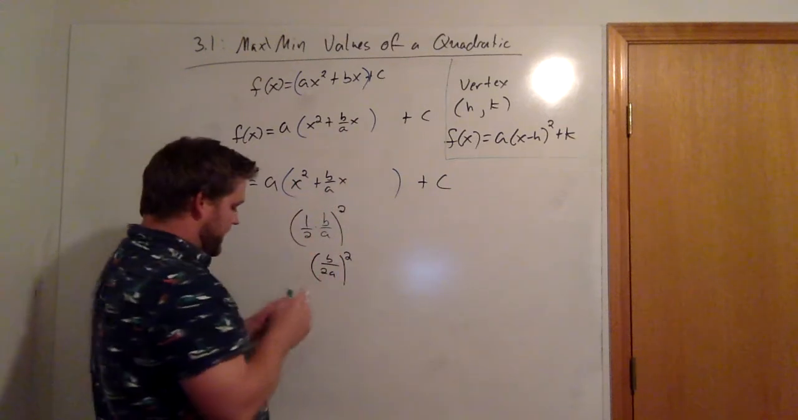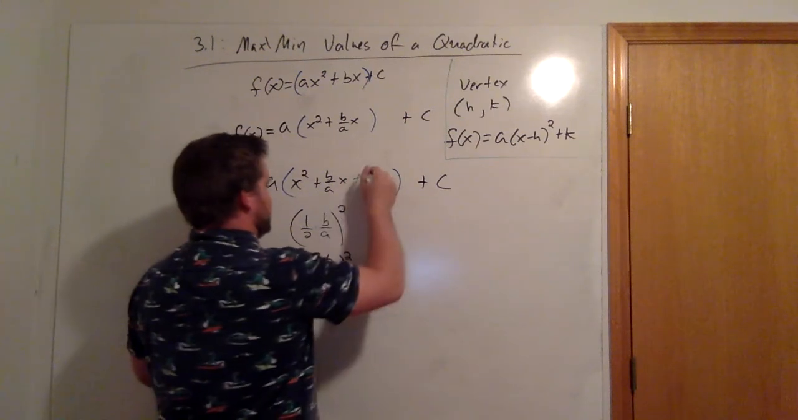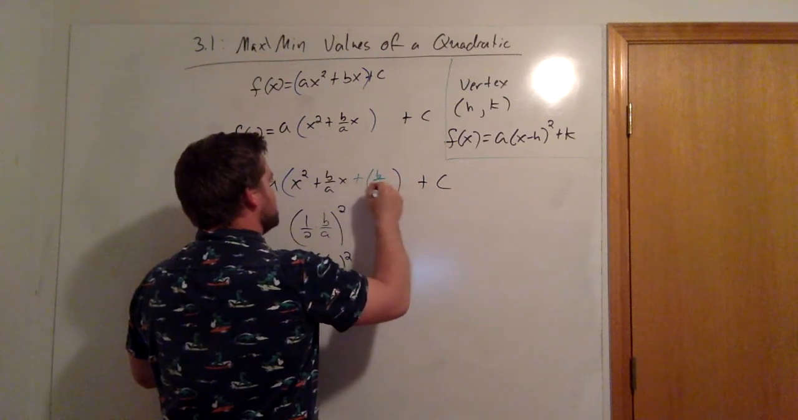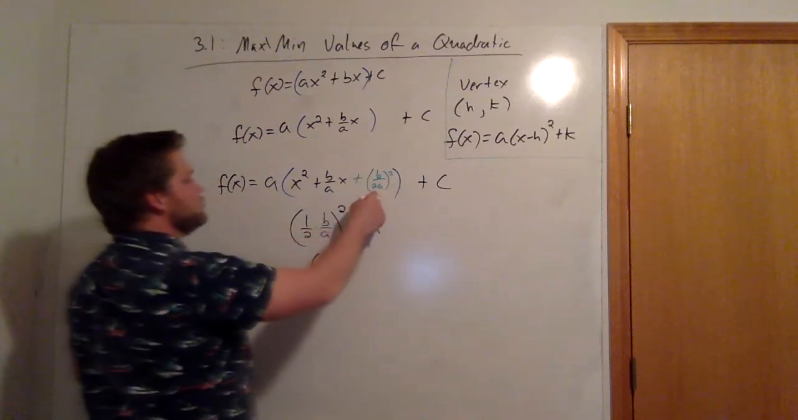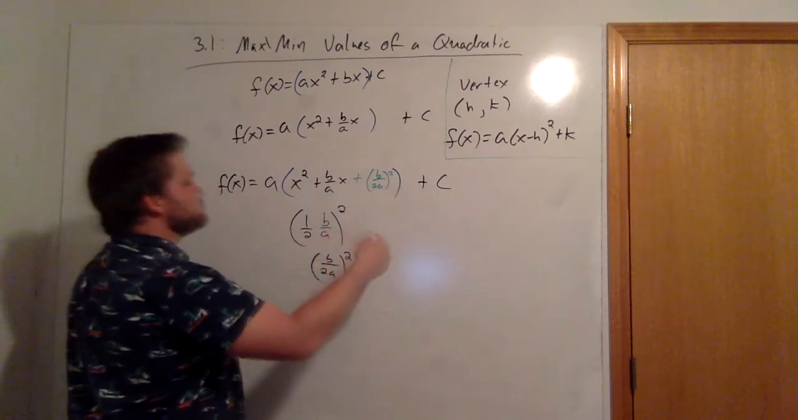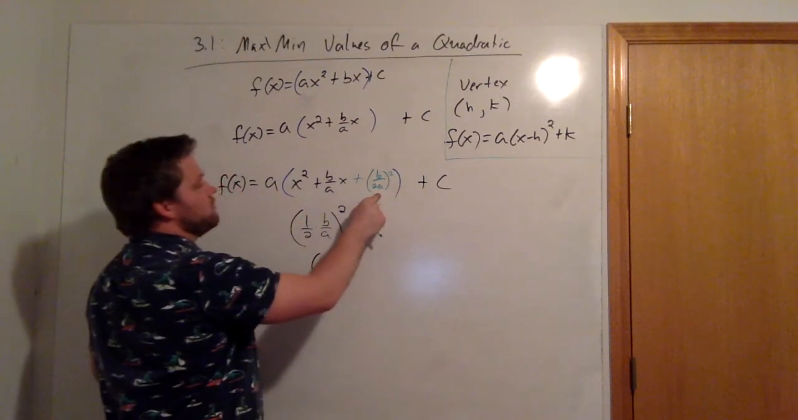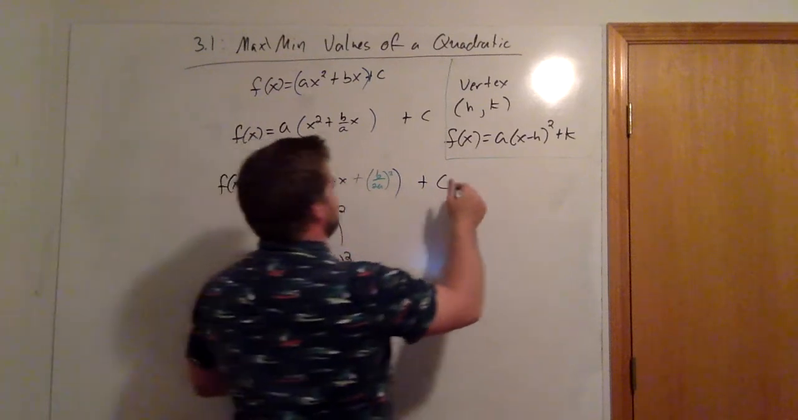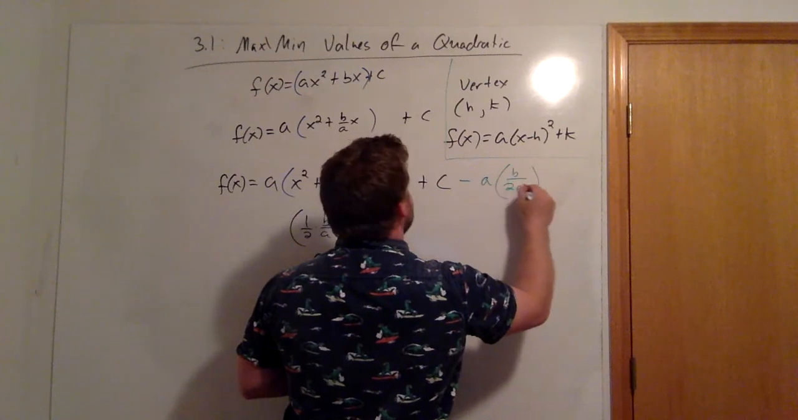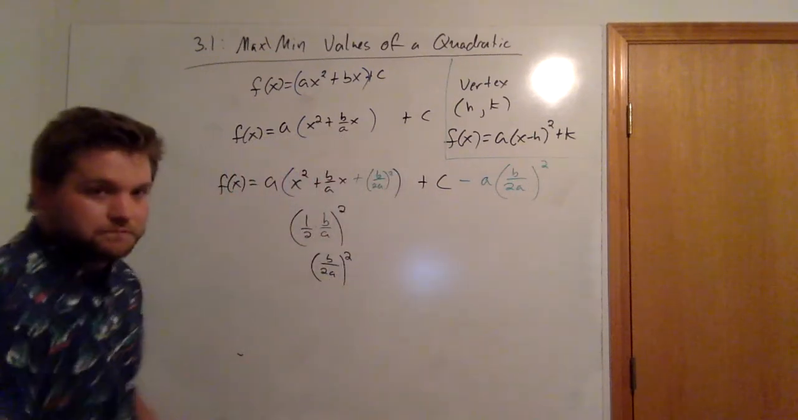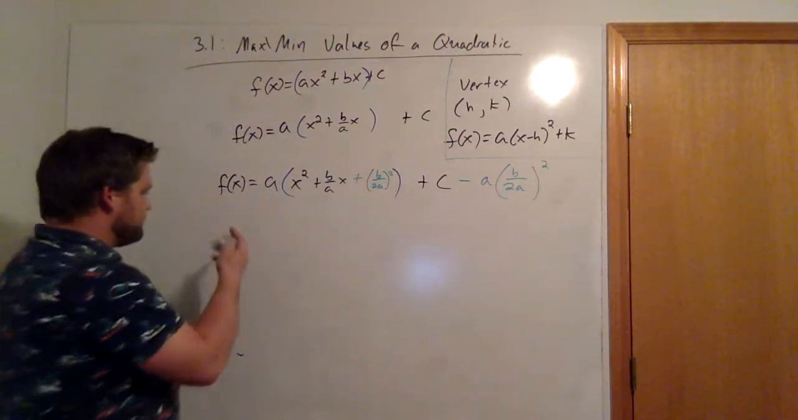So I want to add, we'll write that in green, b over 2a squared. But if I'm adding b over 2a squared inside the parentheses, I need to subtract that. But be careful, what I really added was an a times b over 2a quantity squared. So I need to subtract an a times b over 2a quantity squared. Okay?